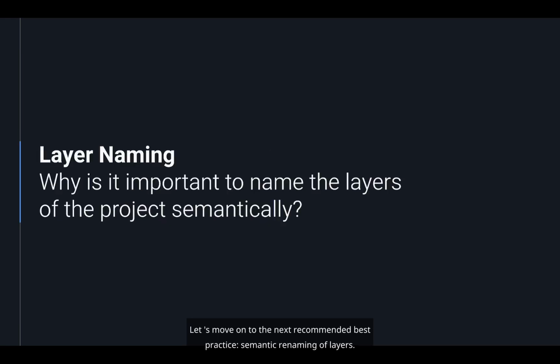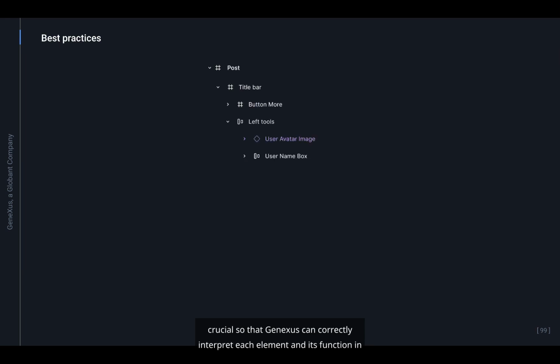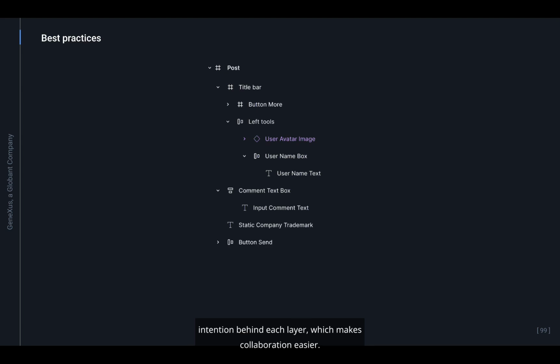Let's move on to the next recommended best practice: semantic renaming of layers. Just as we mentioned in the case of variants, naming layers semantically in Figma is crucial so that Genexus can correctly interpret each element and its function in the application. A good naming system allows both designers and developers to quickly understand the intention behind each layer, which makes collaboration easier, and it reduces errors during the import process.